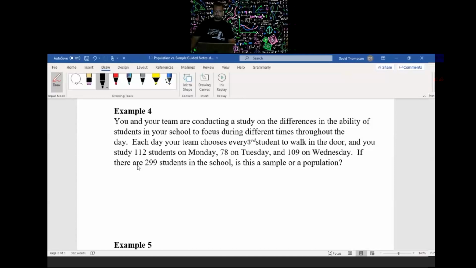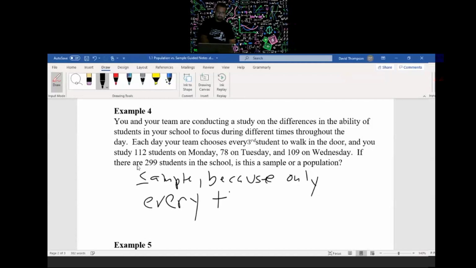Example 4. You and your team are conducting a study on the differences in the ability of students in your school to focus differently during different times throughout the day. Each day, your team chooses every third student to walk in the door, and you study 112 students on Monday, 78 on Tuesday, and 109 on Wednesday. If there are 299 students in the school, is this a sample or a population? This will be a sample because we are only testing every third student, not the whole population. So this would have to be a sample.